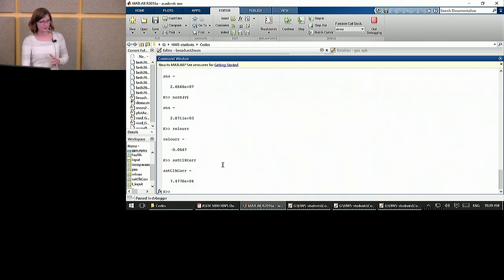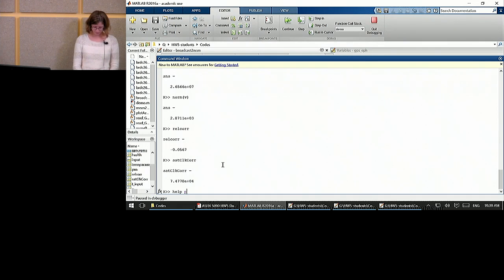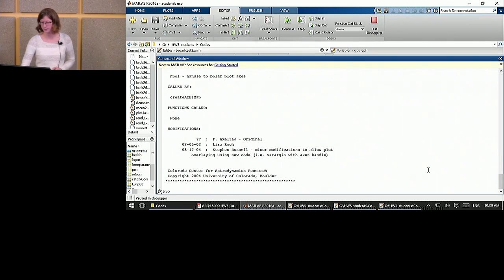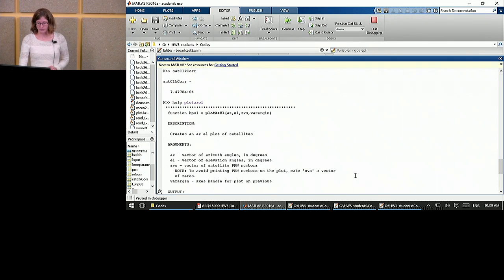The second part is the azimuth and elevation plot. If I do help plotASL, it tells me this, right? It tells you this is the function name. It takes azimuth and elevation, SVs, which is the PRN number in this case, and anything else that you can put in here. You don't need this term, so you can just give it azimuth, elevation, and PRN number. And those can be vectors.